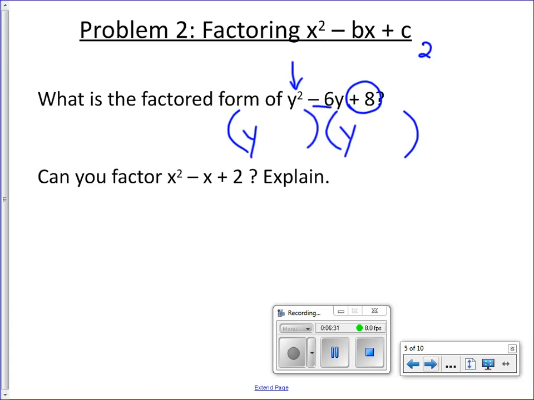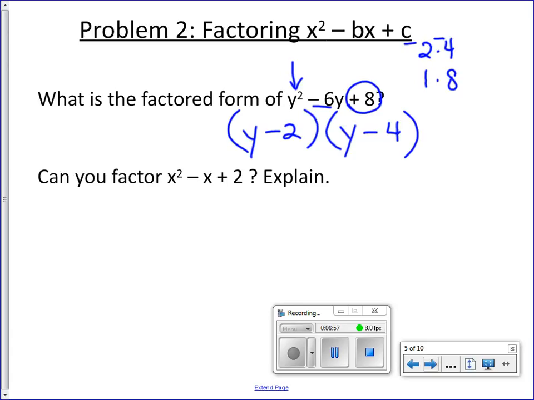So factors of 8 would be 2 and 4, 1 and 8. And what we notice is, if we made the 2 negative and the 4 negative, then they would add up to give negative 6. So our factors would be minus 2 and minus 4. And again, you can FOIL this to make sure that you get the original trinomial.